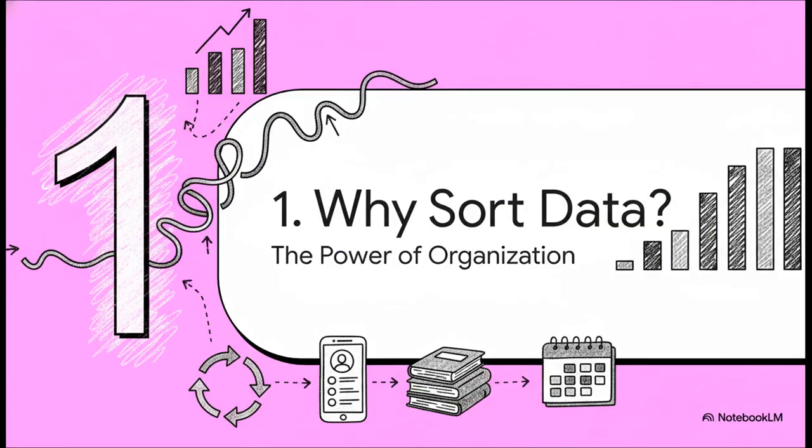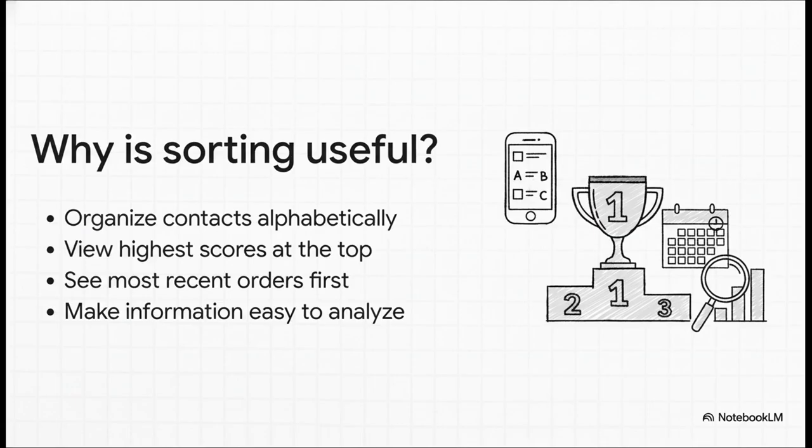So first up, why even bother sorting data in the first place? It might seem kind of obvious, but the reasons are actually all around us in our daily lives. Just think about it for a second. When you scroll through your phone's contacts, you just expect them to be in alphabetical order. When you check a leaderboard for a game, you want to see the highest scores right at the top. And when you check your online orders, you want the newest one first. Sorting is what makes data easy for us humans to actually read and understand.